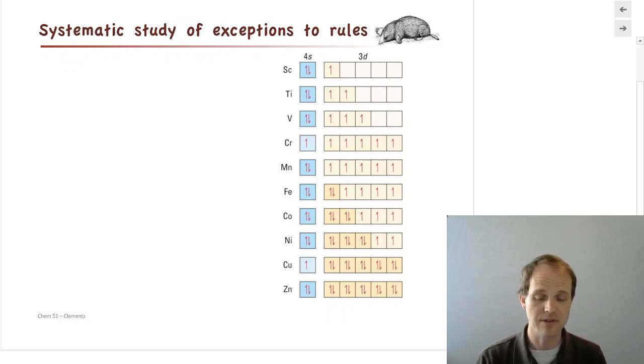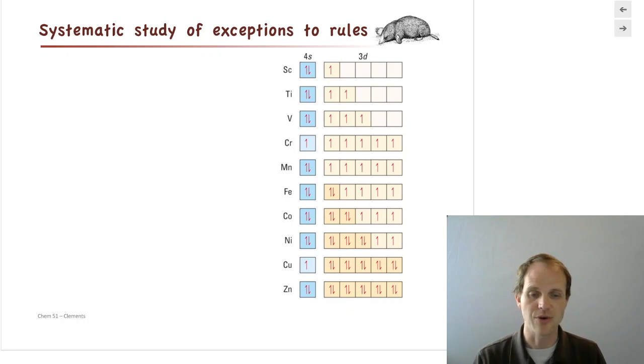So the configuration of copper is going to be 4s1 and 3d10, and then zinc adds that one back in and has just kind of full orbitals. So you can imagine that zinc is probably relatively stable, and it is a relatively stable metal. So those are our rules for how we fill the orbitals.